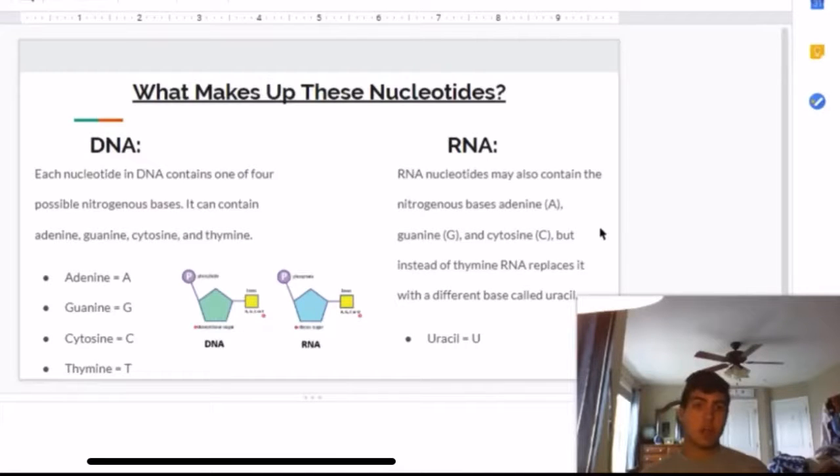RNA nucleotides may also contain the nitrogenous bases adenine, guanine, and cytosine, but instead of thymine, RNA replaces it with a different base called uracil, and uracil's respective abbreviation is U.